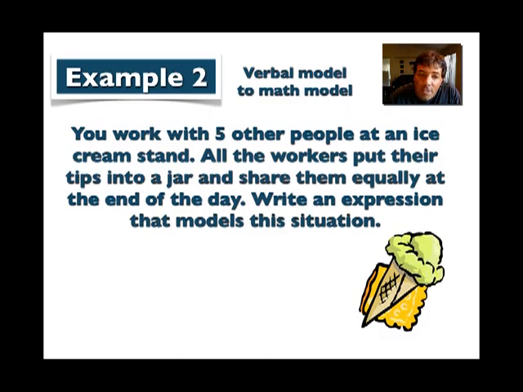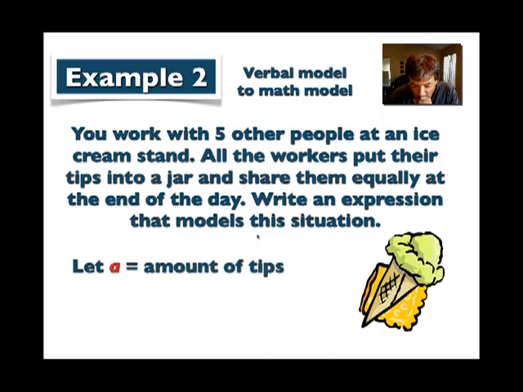So what we have to do first is identify a variable. In this case, we know that that's going to be the total amount. We're going to let A equal the amount, that means the amount of tips. You could use T for tips. The variable doesn't really matter. Okay? Since there's 6 of you and you're sharing it equally, sharing is another way of saying division, that means we're going to take the tips and divide it 6 equal ways. So the expression is really very simple. It's just going to be A divided by 6.